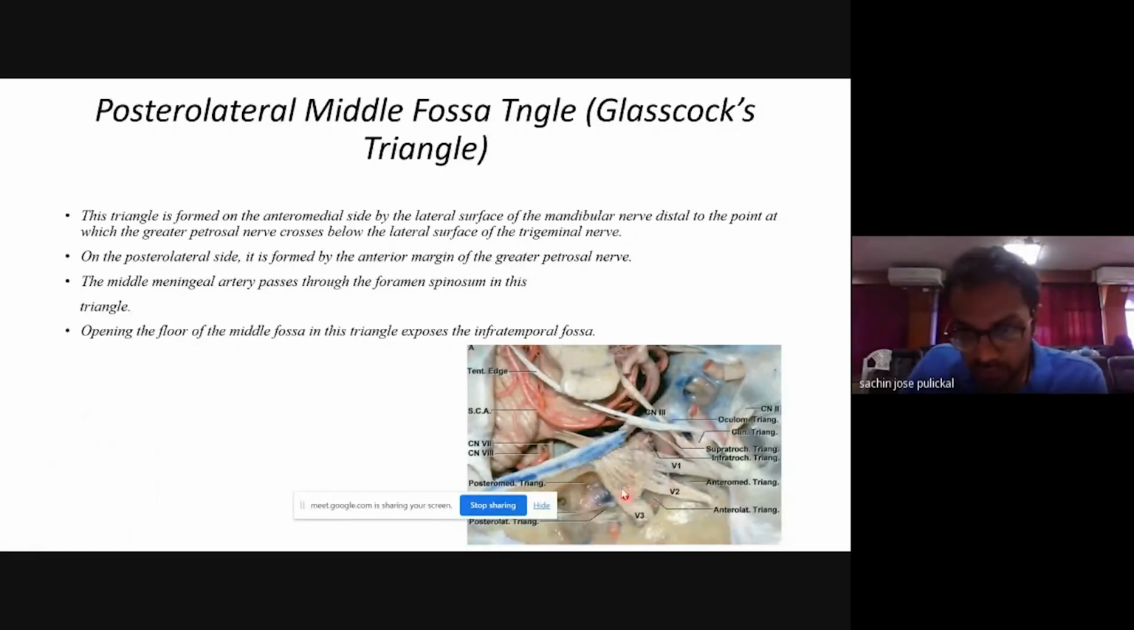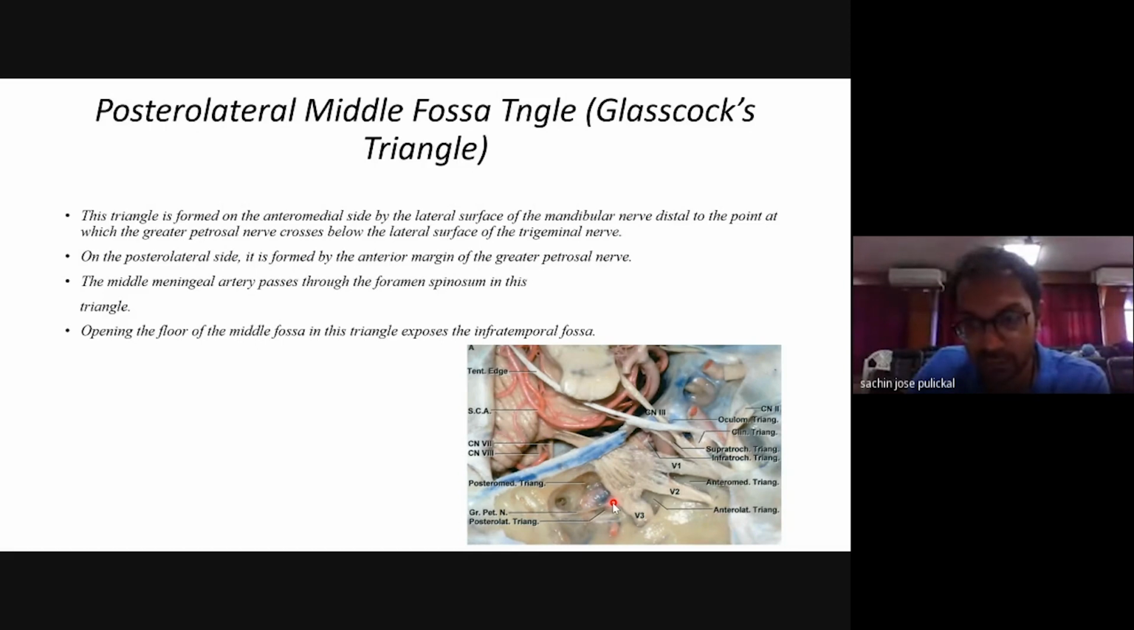The posterior lateral middle fossa triangle is also called Glasgow's triangle. It is formed by the posterior boundary of V3 and the GSPN, the greater superior petrosal nerve, which rises here and goes into the geniculate ganglion somewhere here. So this triangle, formed by the posterior aspect of V3, is the area where the GSPN crosses V3 and enters the geniculate ganglion. This triangle is called Glasgow's triangle.